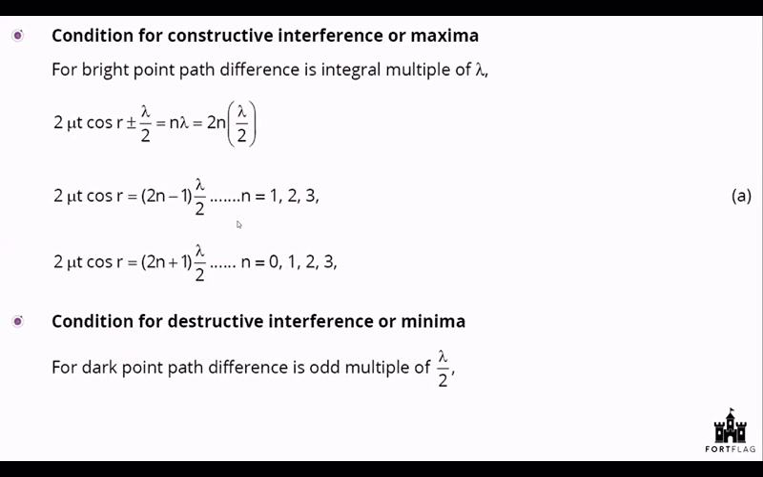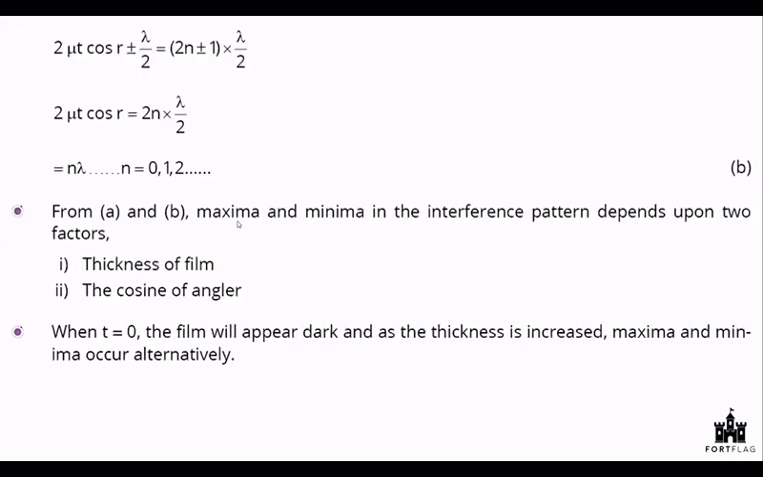The condition for destructive interference, or minimum, will be, for the dark point, the path difference is an odd multiple of lambda by 2. So you will equate the same thing, 2 mu t cos r plus or minus lambda by 2 equal to (2n plus or minus 1) lambda by 2. Lambda by 2 you will take to the right hand side, and you will get 2 mu t cos r equal to 2n into lambda by 2. So 2 and 2 will get cancelled out, and 2 mu t cos r equals n lambda. So this is the condition for destructive interference of the reflected system.